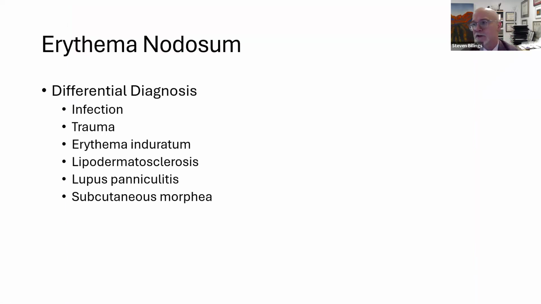So the differential diagnosis for erythema nodosum can include infection, trauma, erythema induratum or nodular vasculitis, lupus panniculitis, lipodermatosclerosis, and even subcutaneous morphea, because subcutaneous morphea can look a lot like erythema nodosum, except it's much less inflammatory. It's just sclerosis along the subcutaneous septa.